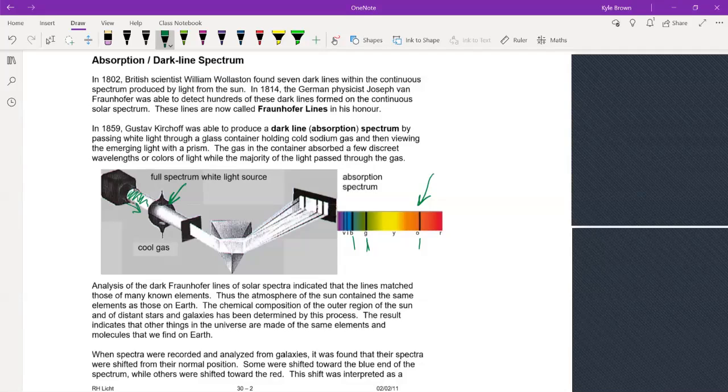And let's look at this example in particular. If you shine a bright white light into some cool gas, then the white light comes in with all of the different wavelengths, trillions of different wavelengths coming through. But the gas in here likes some of those wavelengths. Some of them are perfect for it.